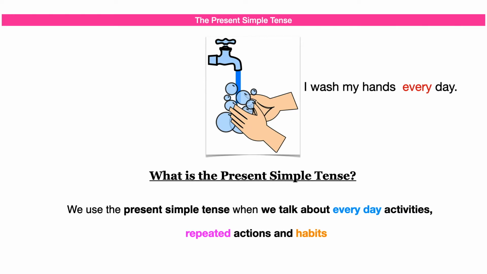So what is the present simple tense? We use the present simple tense when we talk about everyday activities, repeated actions, and habits. Look at the picture. It says, I wash my hands every day. Do you wash your hands every day? I do. I wash my hands every day. I wash my hands many times a day.